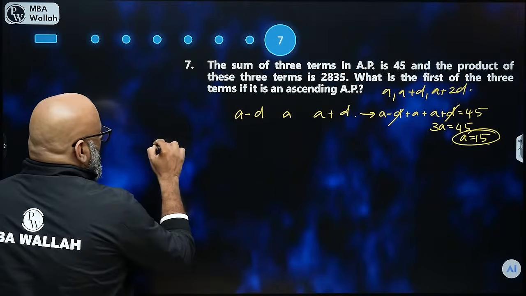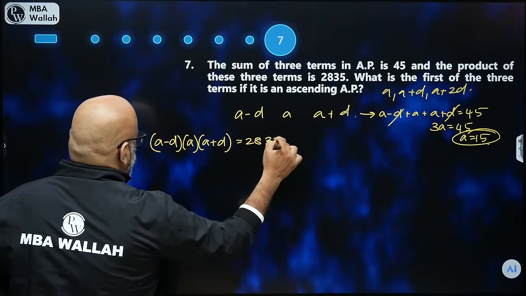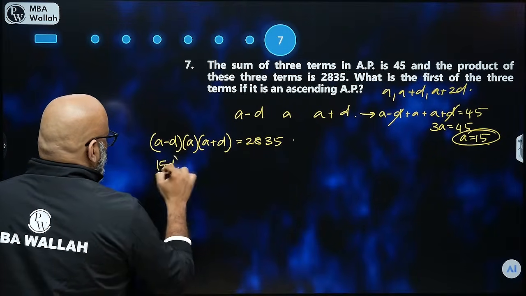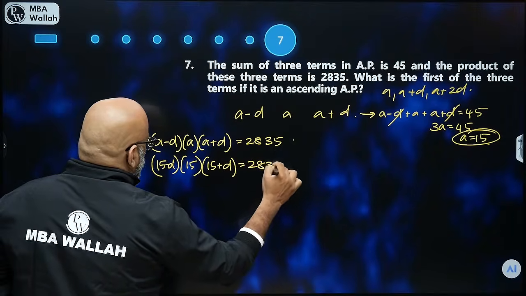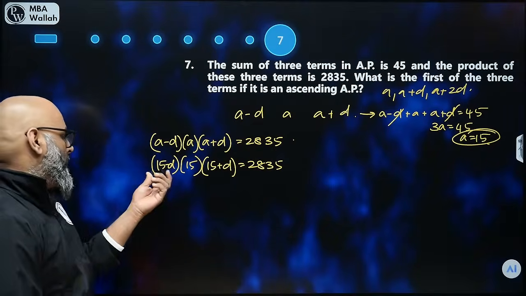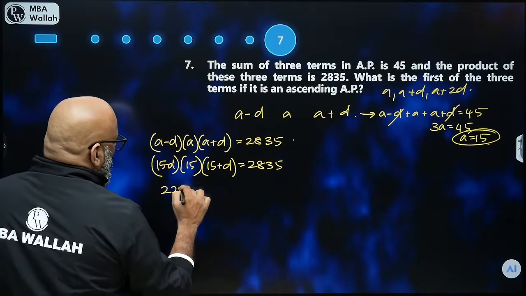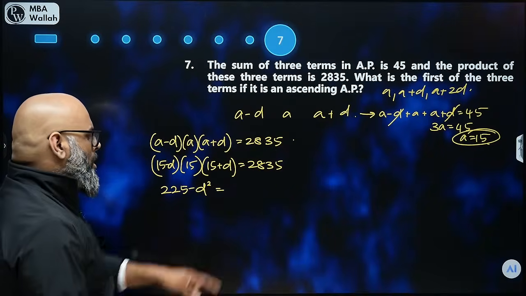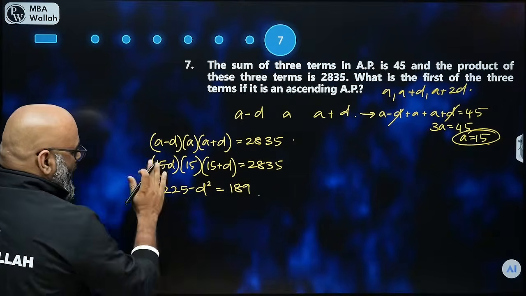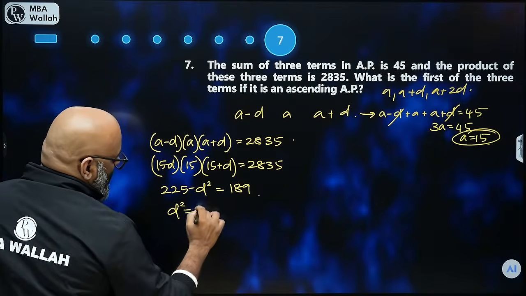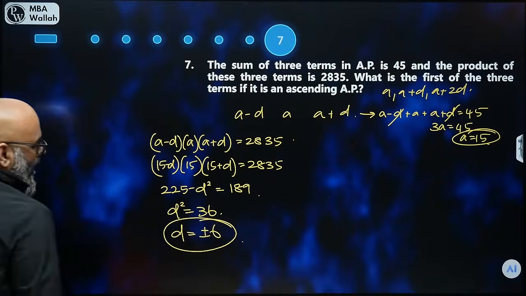Now if I do (A minus D) into A into (A plus D) is equal to 2835, 15 into (15 minus D)(15 plus D) is equal to 2835. (A minus B)(A plus B) will give you A square minus B square. 225 minus D square is equal to 2835 by 15. We already saw that, that's 189. So D square goes over here, 189 comes over here, D square is equal to 36, D is equal to plus or minus 6.